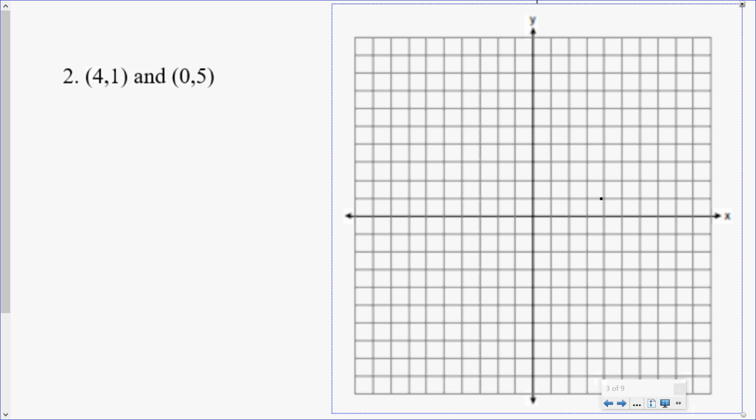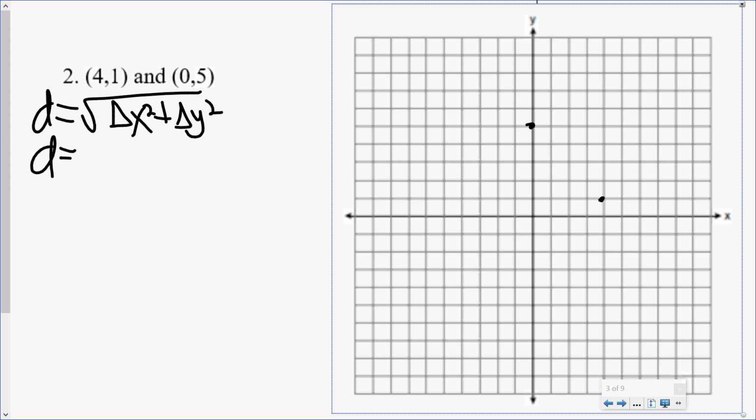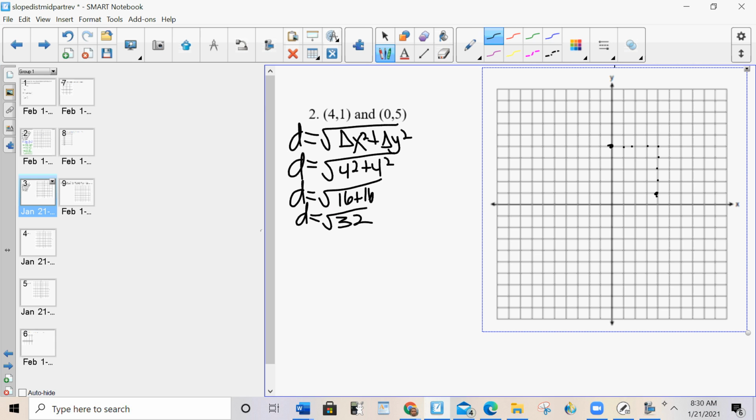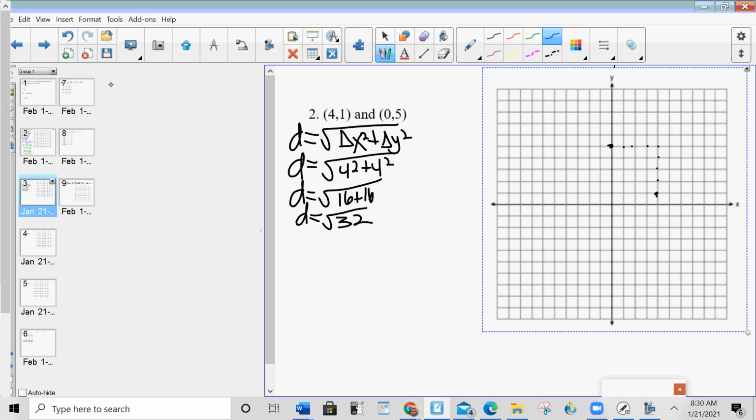We've got 4, 1. We've got 0, 5. Distance equals radical delta x squared plus delta y squared. 1, 2, 3, 4. 1, 2, 3, 4. 4 squared plus 4 squared, 16 plus 16, 32. Rad 32. And again, you can leave it like that. You don't have to worry about reducing.